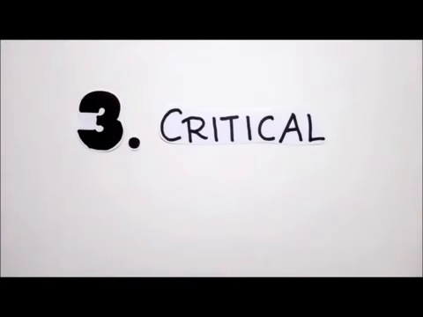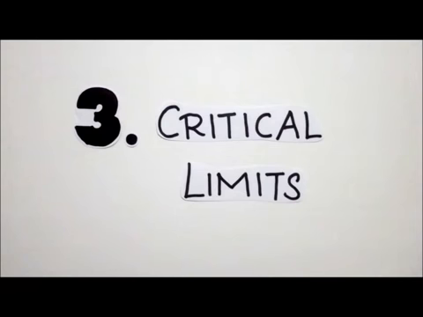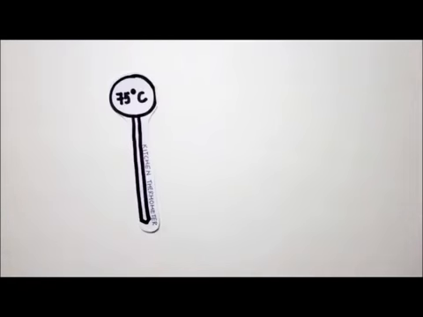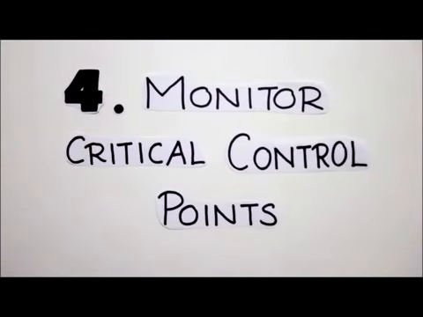The third principle in HACCP is the determination of critical limits for each of the critical control points identified. What are critical limits? They are the maximum or minimum value to which a biological, chemical, or physical parameter must be controlled at a critical control point to prevent, reduce, or eliminate to an acceptable level the occurrence of a food safety hazard. In our process, the critical limit for the cooking of the stuffed squid is 75 degrees Celsius for 10 minutes.